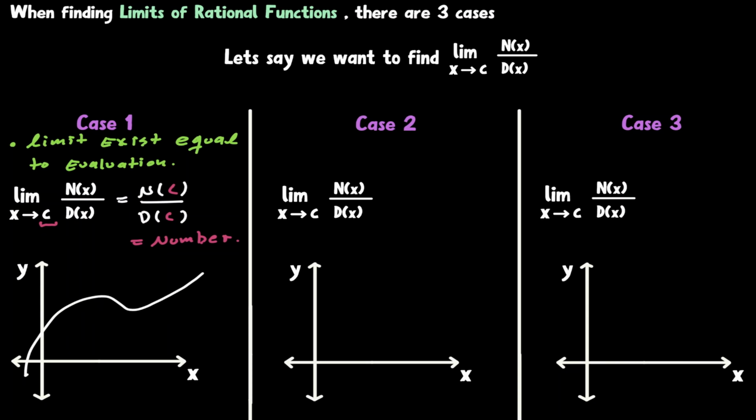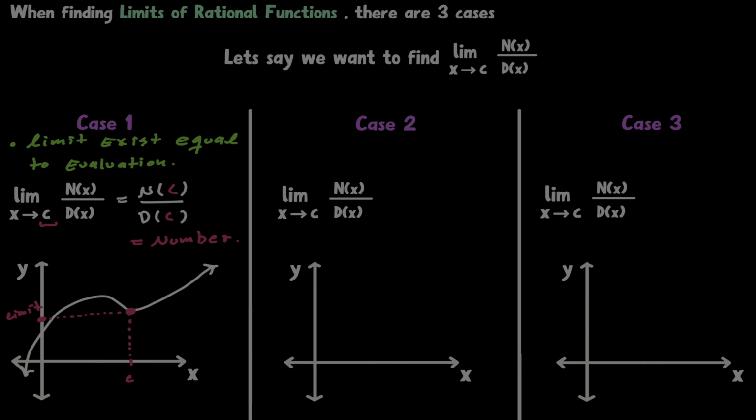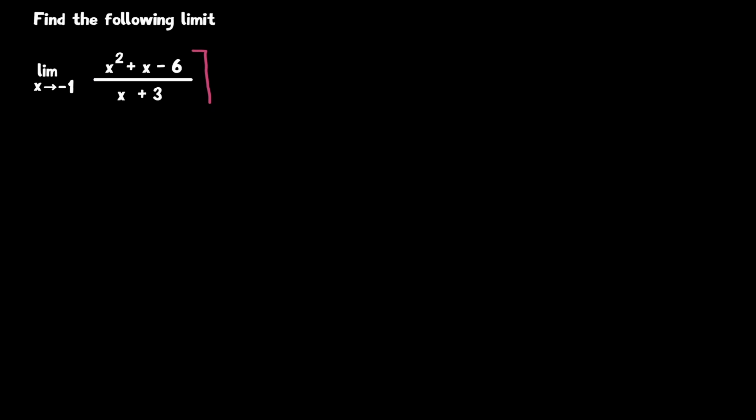So let's say that here we have our rational function, and what we are saying is that at some number, let's call it C, the function is continuous, and the limit is the evaluation. Let's give an example of that. So let's consider the rational function x squared plus x minus 6 divided by x plus 3, and let's find the limit at the location of x equals -1.